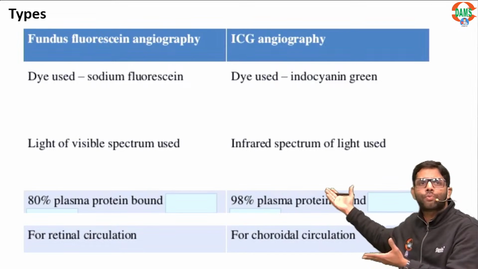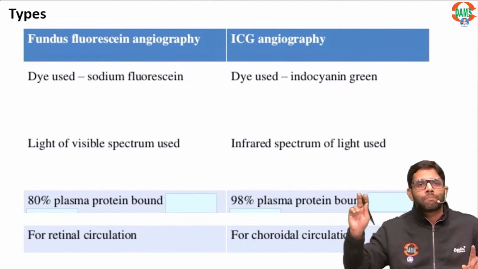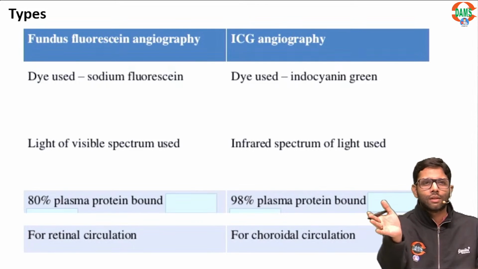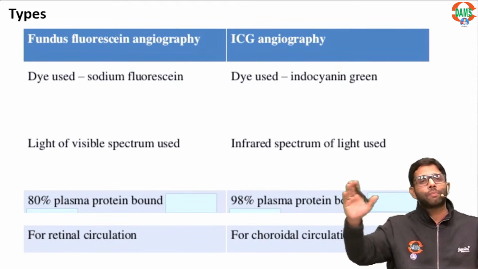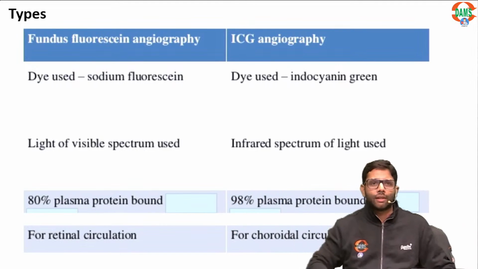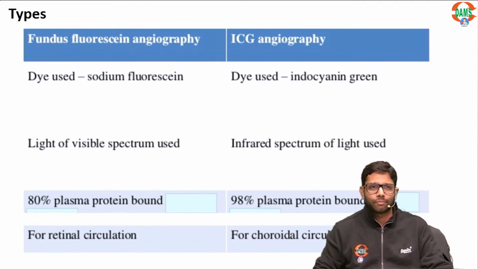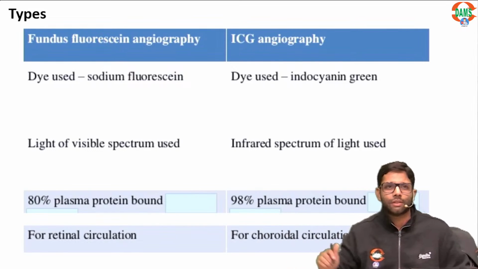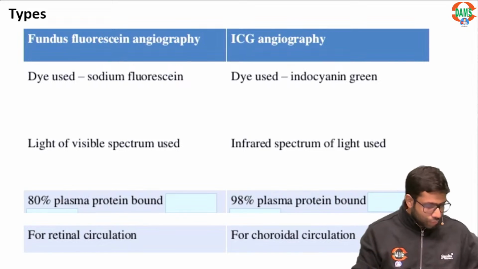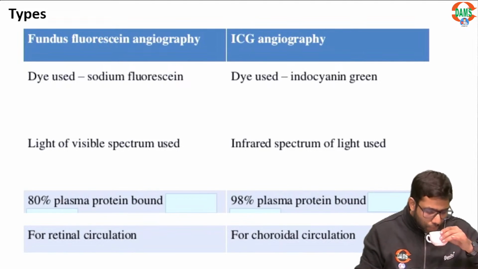Choroidal vessels are more prominent in ICG angiography. Pictures of ICG angiography are not asked in third year, of course. You just have to know the theory in third year. For PG exam also it is not asked. Fluorescein can be done for retinal and choroidal circulation both. So these are some facts between the fluorescein and ICG angiography. Let us now concentrate on fluorescein angiography.